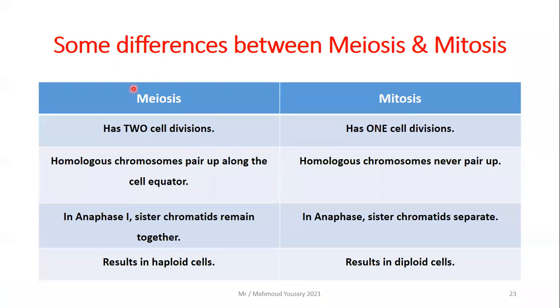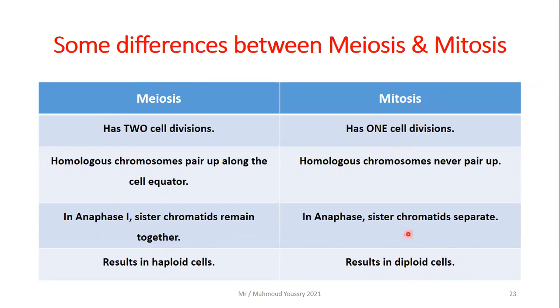And here are some differences between meiosis and mitosis. You remember in mitosis, the cell has only one cell division, but in meiosis, the cell has two cell divisions. In mitosis, homologous chromosomes never pair up, they align at the cell equator. But in meiosis, homologous chromosomes pair up along the cell equator. This is in meiosis 1. In mitosis, in anaphase, the sister chromatids separate, yes, but in meiosis, in anaphase 1, the sister chromatids remain together.